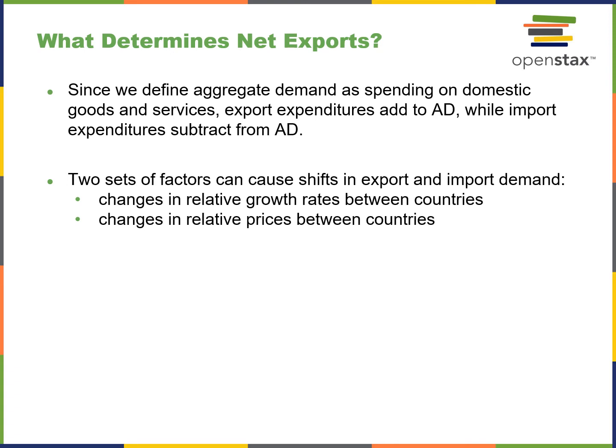What determines net exports? So we talk about aggregate demand and spending on domestic goods and services. Export expenditures add to AD, while import expenditures subtract from AD. So these are the impacts that imports and exports have on aggregate demand. Two sets of factors can cause shifts in export and import demand: changes in relative growth rates between countries, and also the change in relative prices between countries. This is something we've been grappling with as of late in terms of trade relations with other nations.